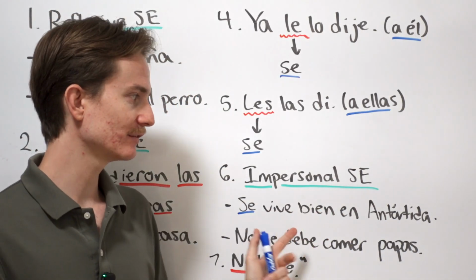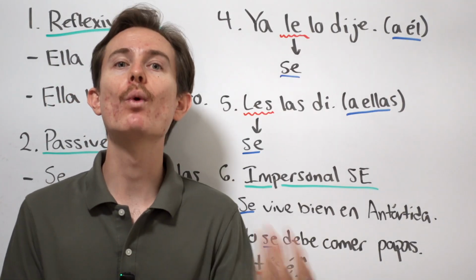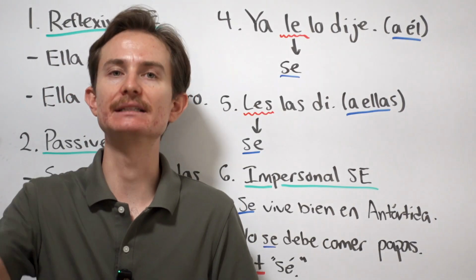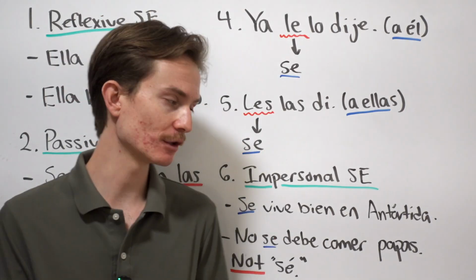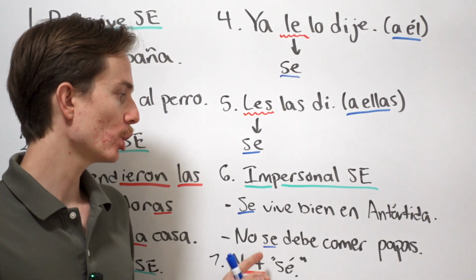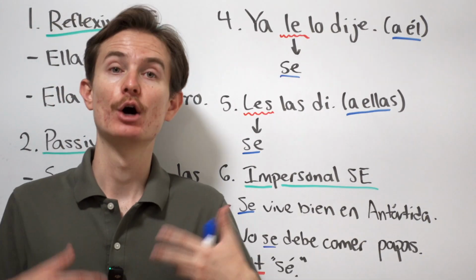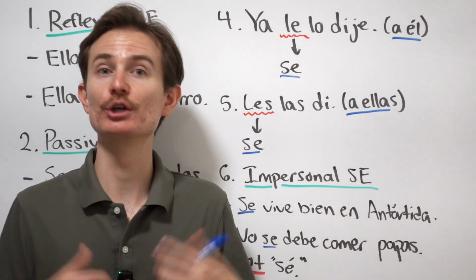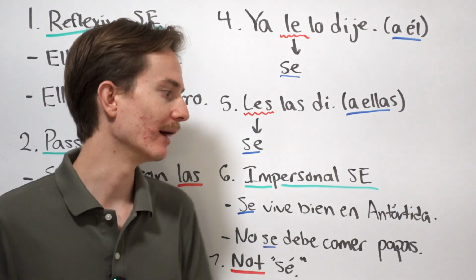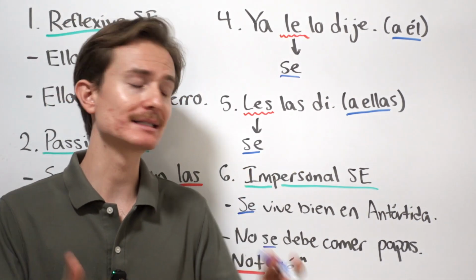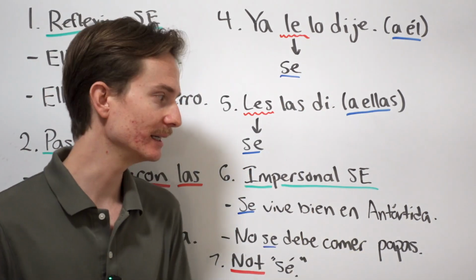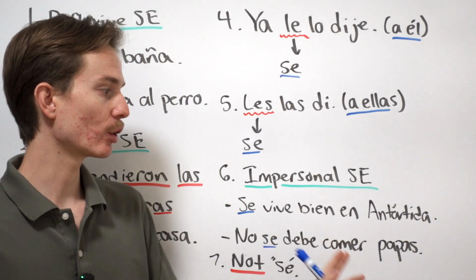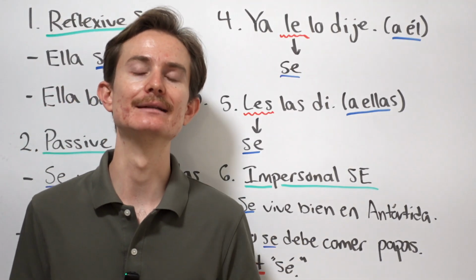My favorite translation of this would be one, okay? One lives well, one eats, one does, so on and so forth, okay? So for example, no se debe comer papas. One should not eat potatoes, or you should not eat potatoes, all right? Once again, I don't necessarily agree with this statement. I just want it to be silly, but you get the idea. No se debe comer papas. One should not eat potatoes, okay?